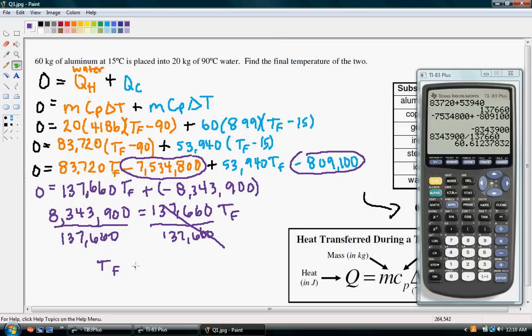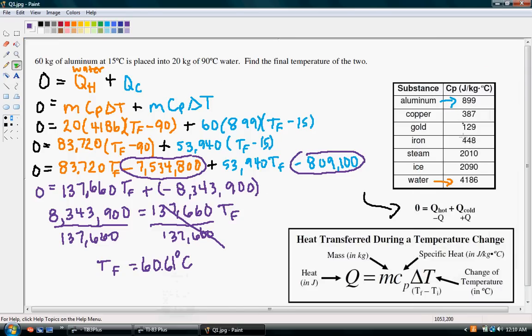So our final temperature is 60.61 degrees Celsius. Alright, so let's think about this. We know we were going to get a number between 15 degrees Celsius and 90 degrees Celsius, and we did. Also, we know that if you look at water, it has a much higher specific heat than aluminum, over 4 times as much. So that water is going to resist the temperature change more than the aluminum will. So we should get a temperature that is closer to 90 than to 15.